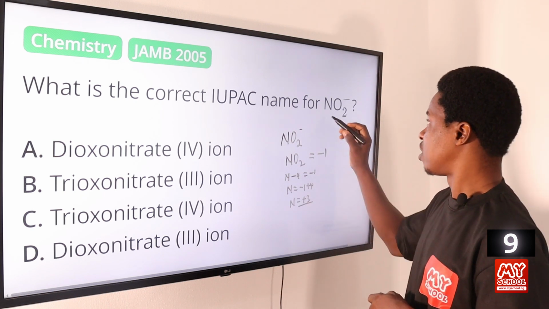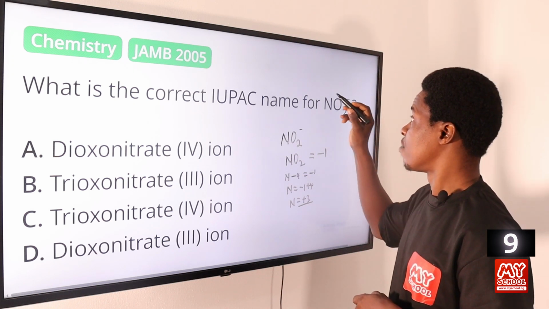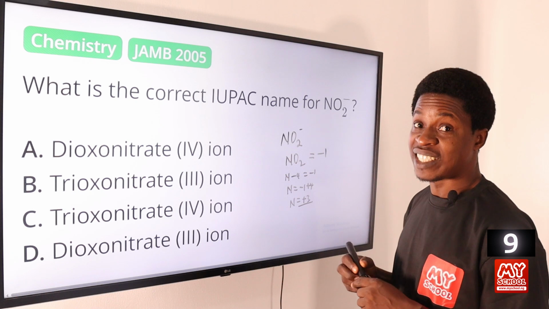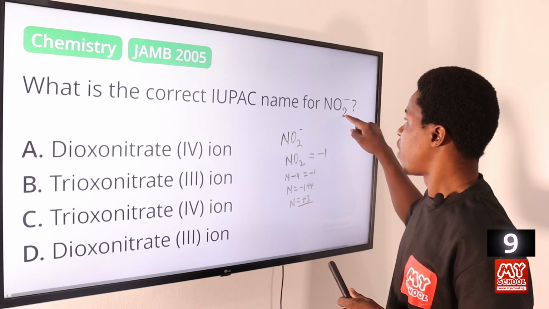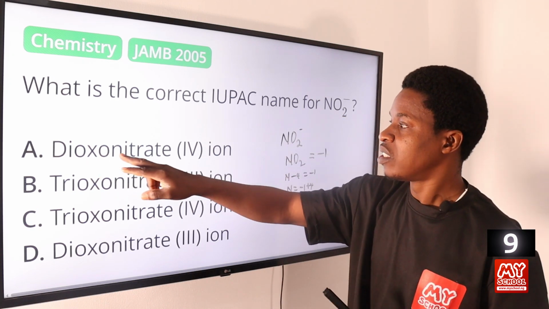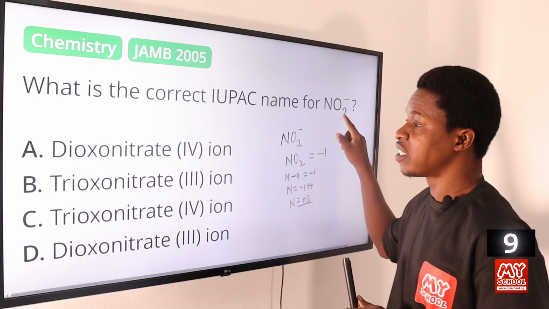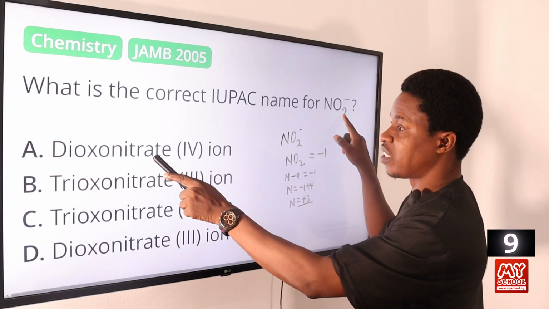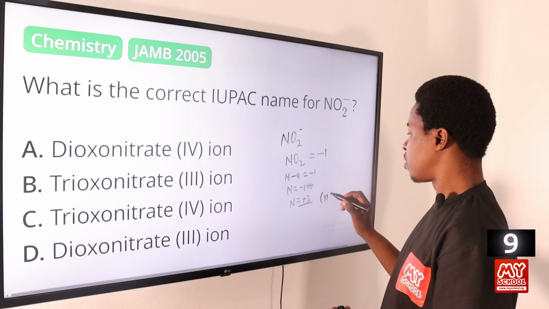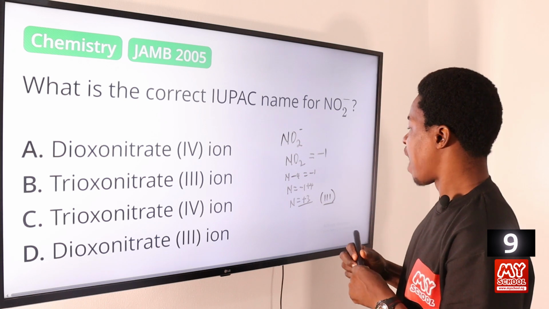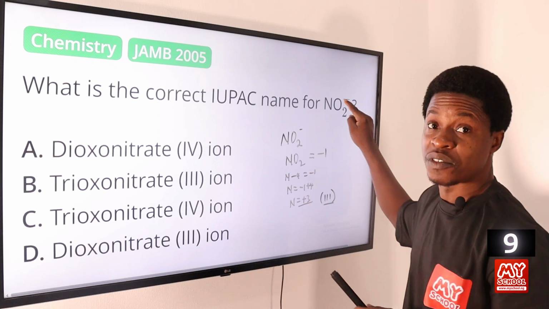We call this nitrate because it is a radical, so it bears that single name. It acts as a single unit, so nitrate 3. Now option A says dioxonitrate 4. Dioxo means we have 2 moles of oxygen, which is present here, but this is not 4, this is 3. So we should have Roman figure 3. Let's not waste our time, let's just look for the one that has dioxonitrate 3 ion. It's an ion because of this negative charge.